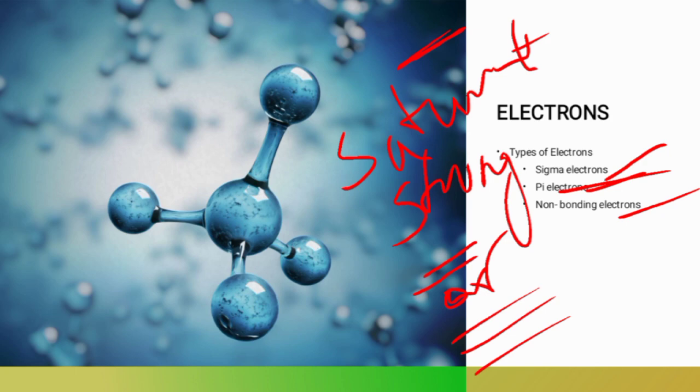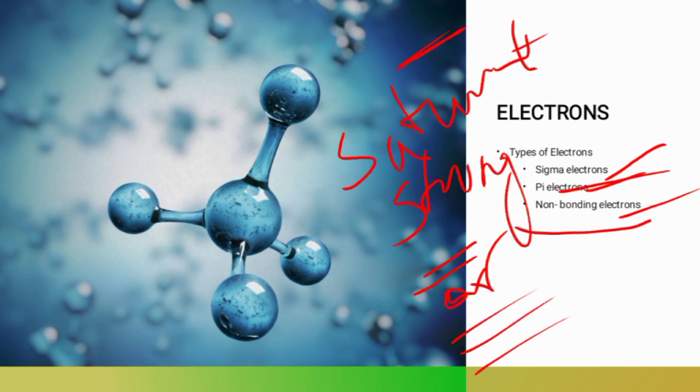Pi electrons are in unsaturated compounds like alkenes, alkynes and aromatic compounds. Unsaturated means double or triple bonds. These bonds are weak. These electrons are easier to excite to the higher energy level. Pi electrons give absorption bands in the ultraviolet region.